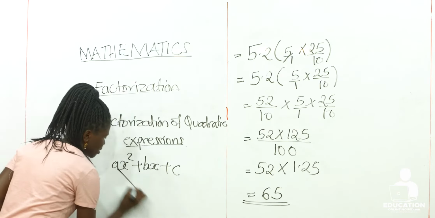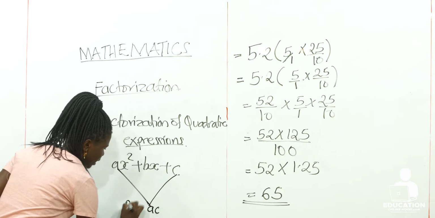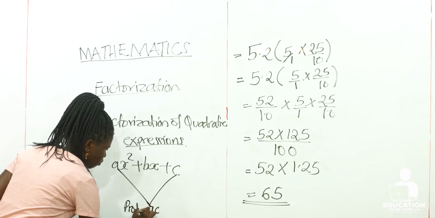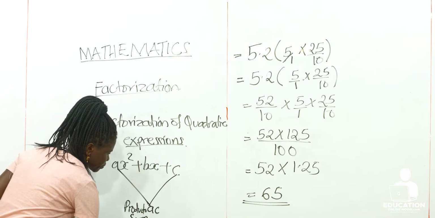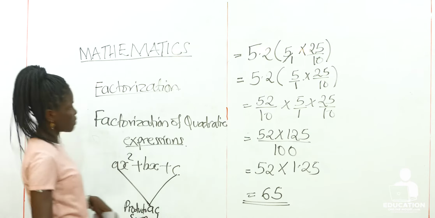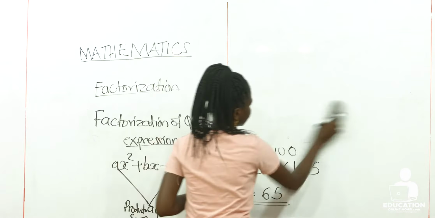So in this case, our ac will be the product, then our b will be the sum. Let's have some examples to understand more of this.